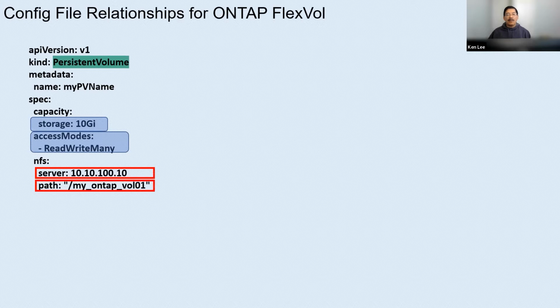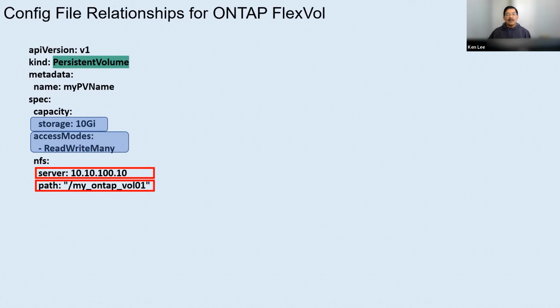The server parameter is used to specify the ONTAP SVM data LIF. The path statement is the name of the junction path defined for the FlexVol. Note that nowhere is the FlexVol volume name referenced. The export policy for the volume should be exported to the subnet range used by the Kubernetes cluster.